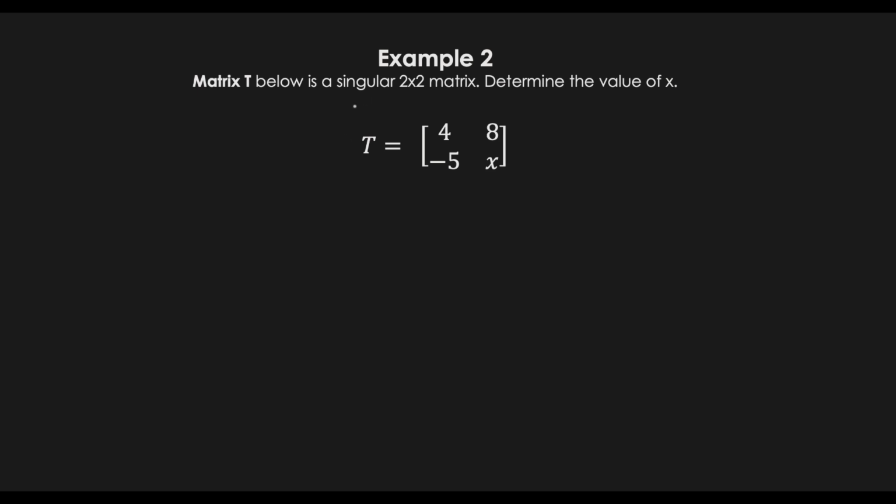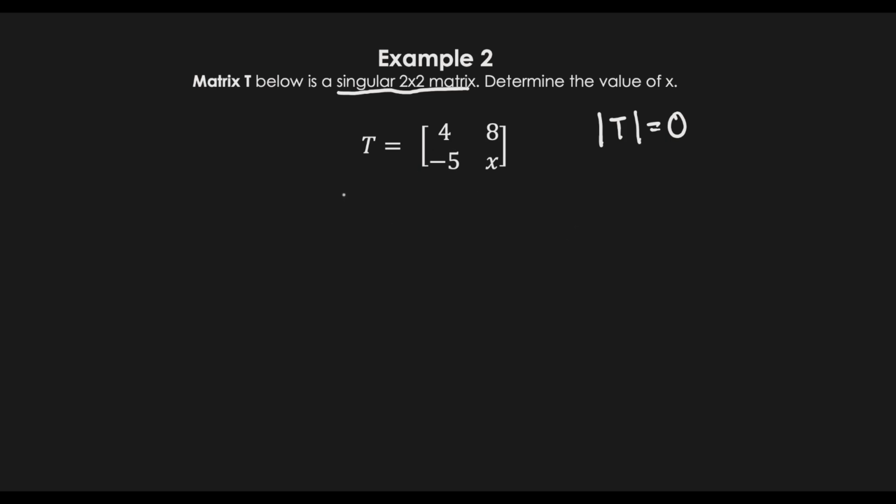Alright, so in this case now it's telling us that matrix T below is a singular 2 by 2 matrix. We have to determine the value of x. So if this is a singular matrix, we know that the determinant, again, in this case is equal to 0. So this is another way of saying that the determinant is equal to 0.